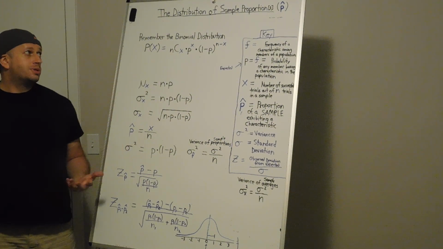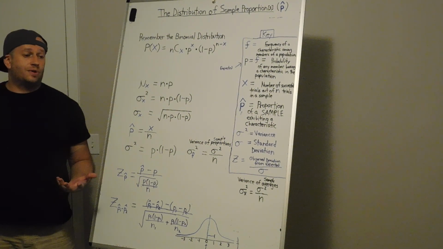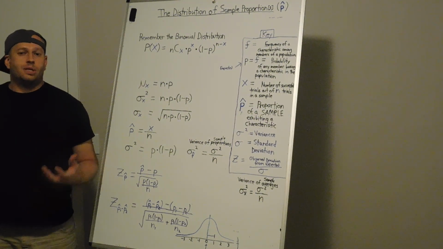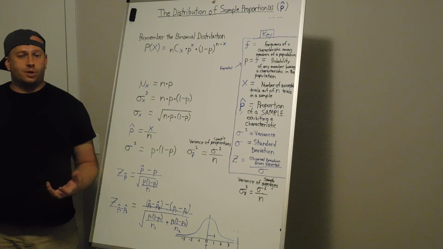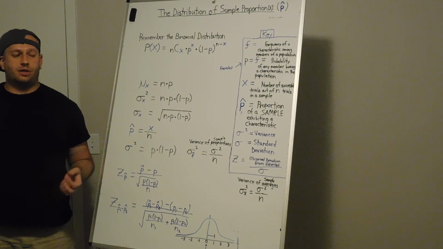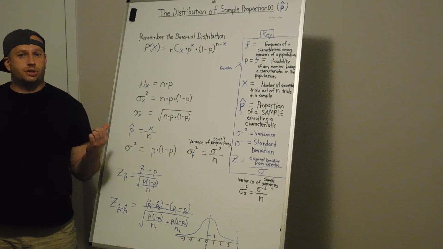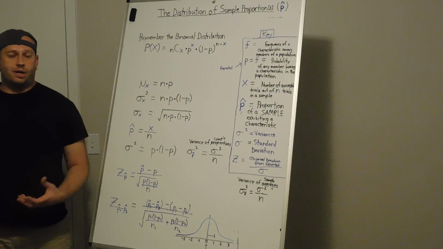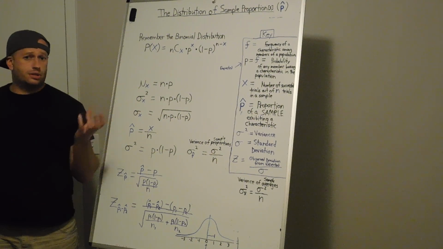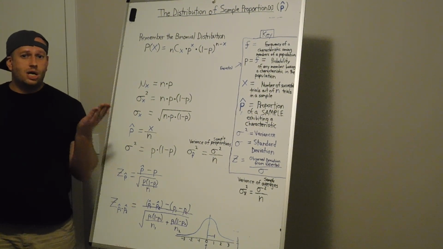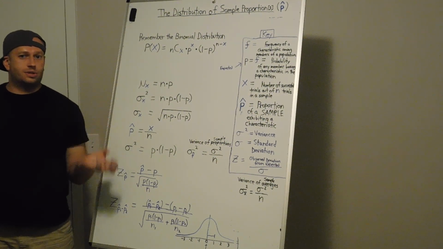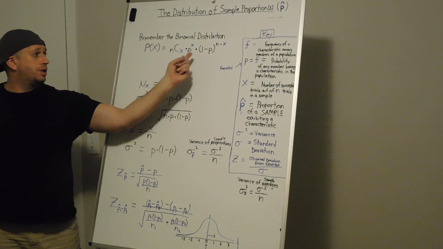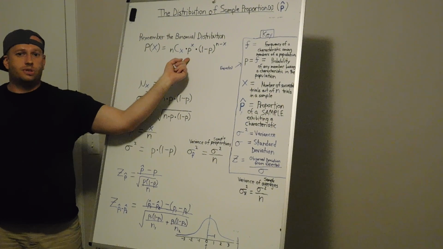Sample proportions are very similar to the average, very similar in how we can use them. But with a proportion, we're looking at success or failure. Just like when we looked at the binomial distribution, we were looking at the number of successes given a number of trials. Well, if we take those number of successes and we divide by the number of trials, we're getting a proportion of successes. When we use the binomial distribution, though, we're just looking at the number of successes.